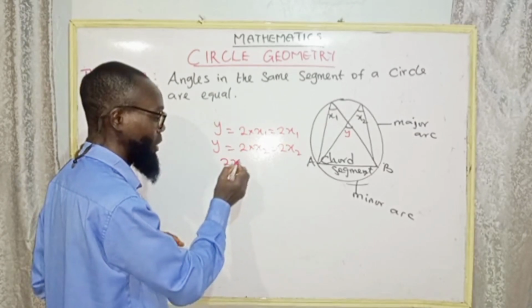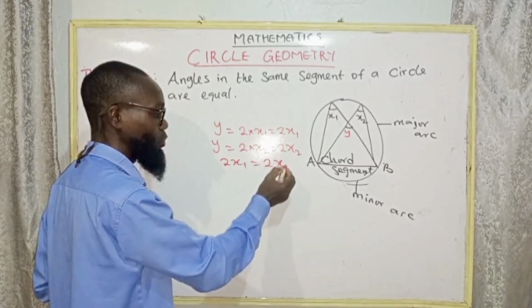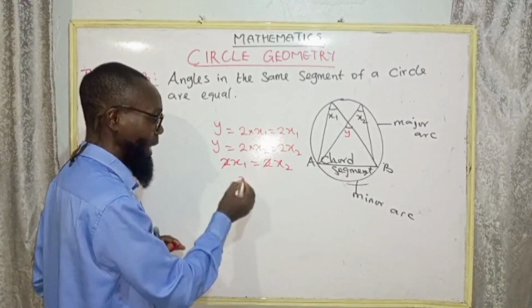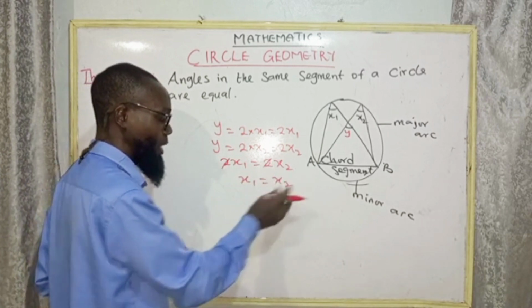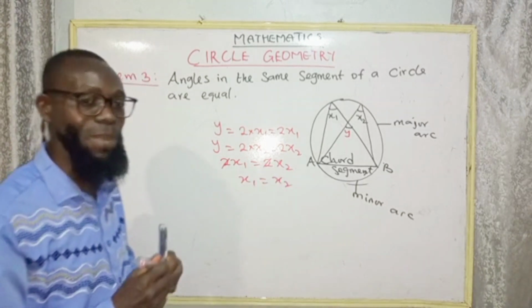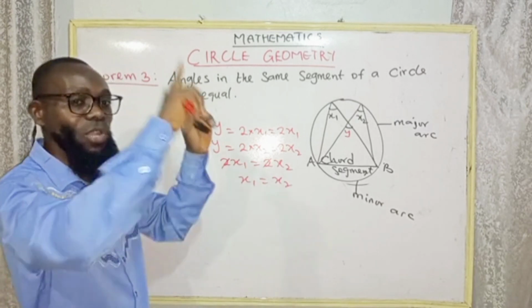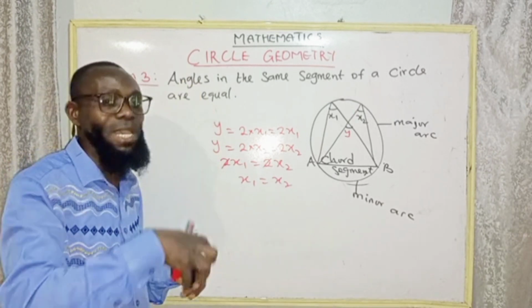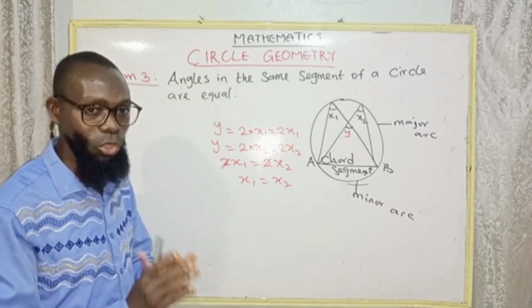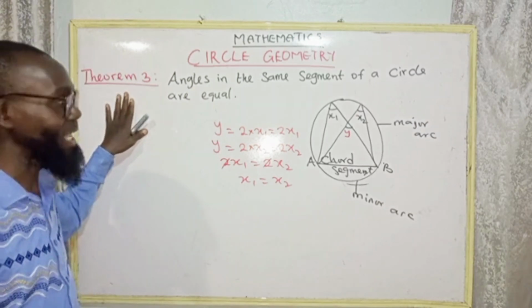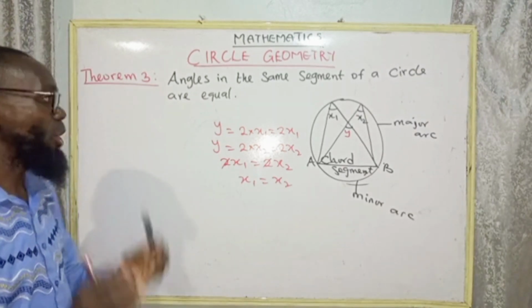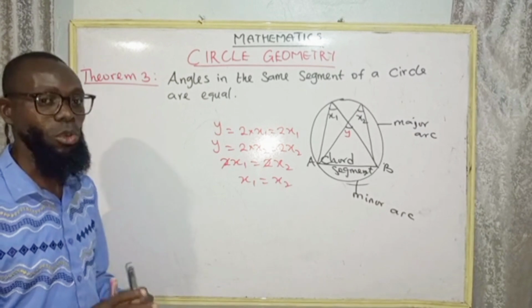Definitely 2x1 is equal to 2x2. So 2 goes in 2, and x1 is equal to x2. Meaning that if we have the same angles on the circumference of the same segment, they are always equal. That is what theorem 3 states: angles in the same segment of a circle are equal.